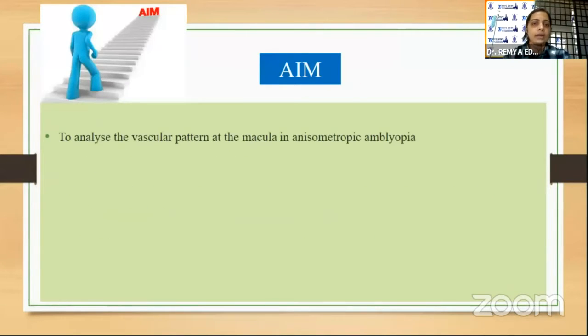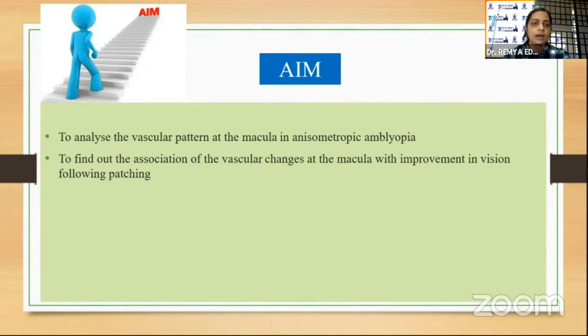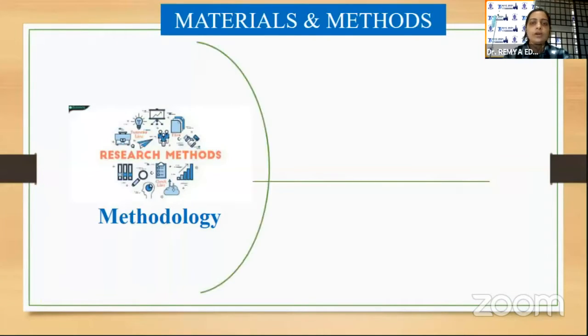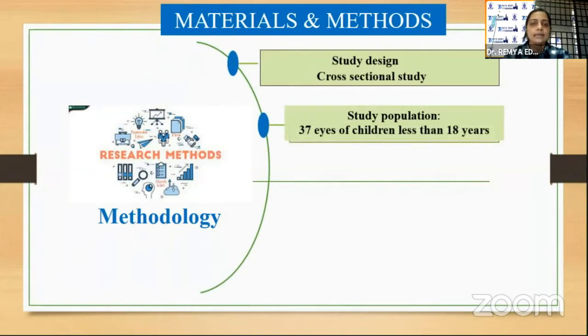Keeping this in mind, our aim was to analyze the vascular pattern at the macula in anisometropic amblyopia and to find out the association of vascular changes at the macula with improvement in vision following treatment, that is patching. So we framed our research question: can OCTA parameters be taken as a prognostic tool for improvement in vision in anisometropic amblyopia?